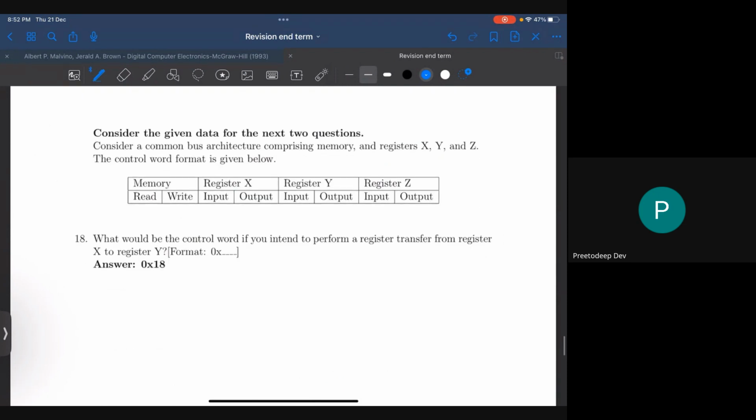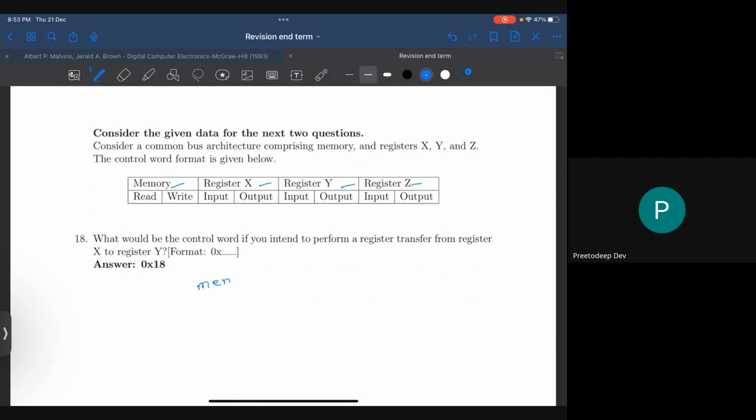Now consider the given data for the next two questions. Consider a common bus architecture comprising of memory, register X, Y, and Z. The control word format is given below. What will be the control word if you intend to perform a register transfer from register X to register Y?